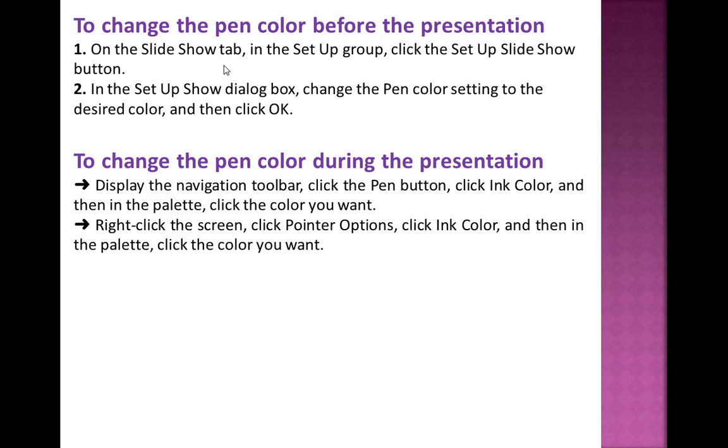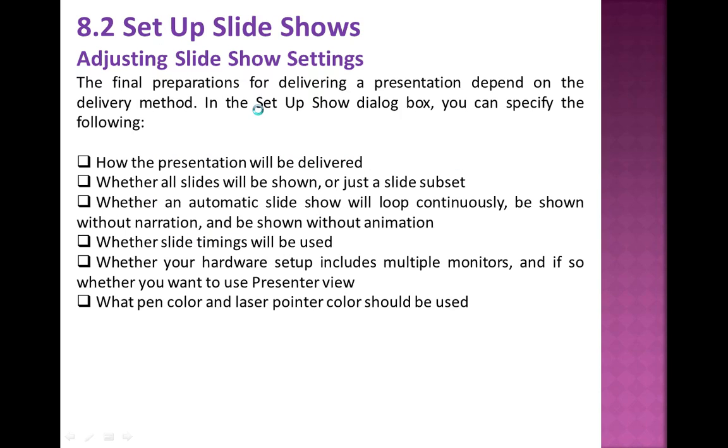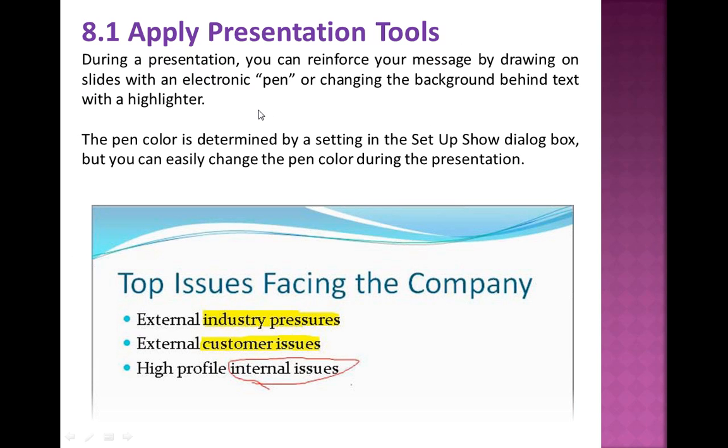Display the navigation toolbar, click on the pen button and click on the ink color. Then in the palette, click the color that you want. Second point is, or you can right click on the screen, click on the pointer option, click on the ink color and then in the palette click the color that you want. So this is how we can change the color, or you can use the pen by applying the presentation tools.